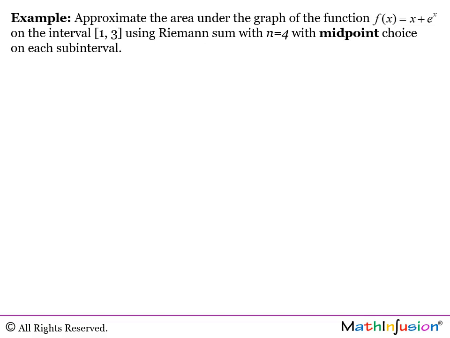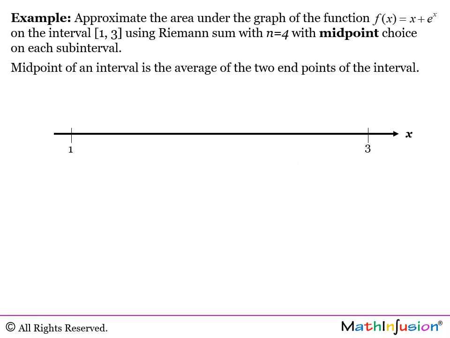We are going to repeat and approximate the area under the same graph as before, using n equals 4 as before. But now we are going to take the height at the midpoint of each subinterval. The midpoint of an interval is the average of the two endpoints. In this case, it's going to be really useful. So this is what we had before.